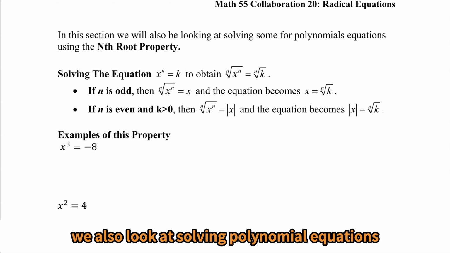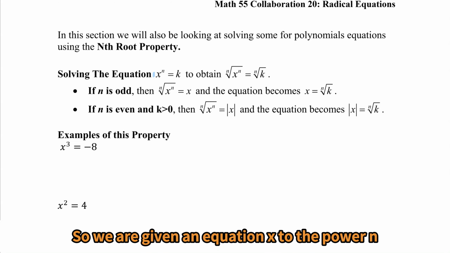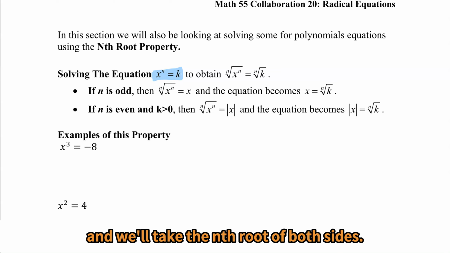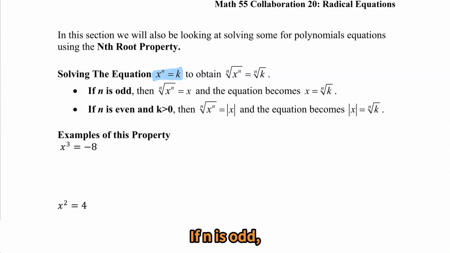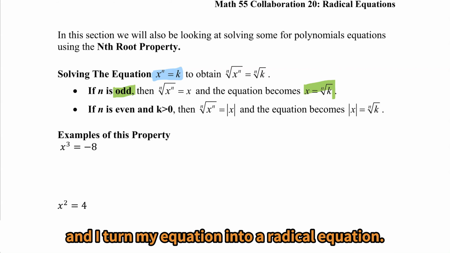In this section, we also look at solving polynomial equations using the nth root property. So we are given an equation, x to the power n equals some expression, and we'll take the nth root of both sides. If n is odd, then the nth root of x to the n is just x, and I turn my equation into a radical equation.